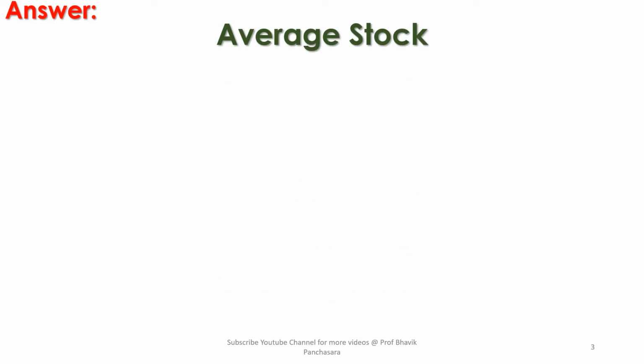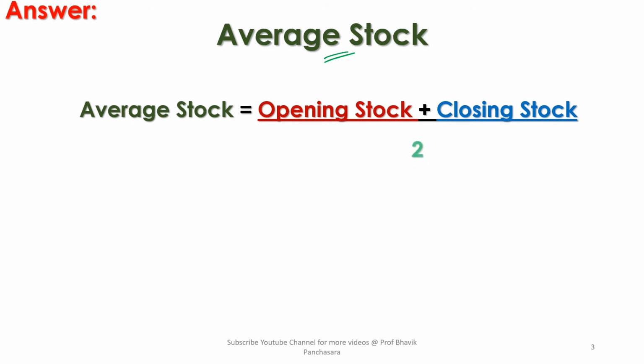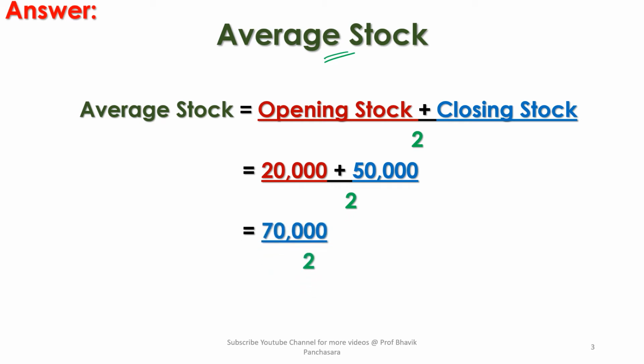So friends, first of all we will start this calculation with average stock because we will require it for turnover rate. So average stock is very easy, opening plus closing stock divide by 2. So here opening 20,000 plus closing 50,000 divide by 2. So the final answer of average stock is rupees 35,000.